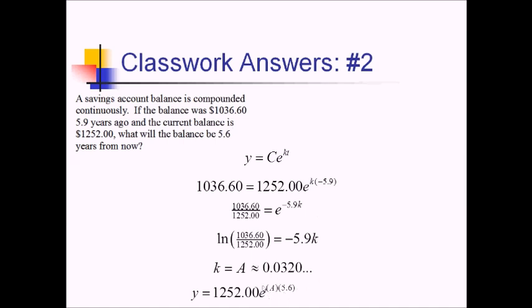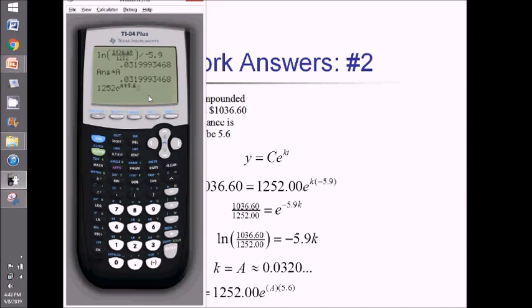So back to the calculator to plug all of this in now. So I've got 1252 e to the A times 5.6. Enter. That's $1,497.71.